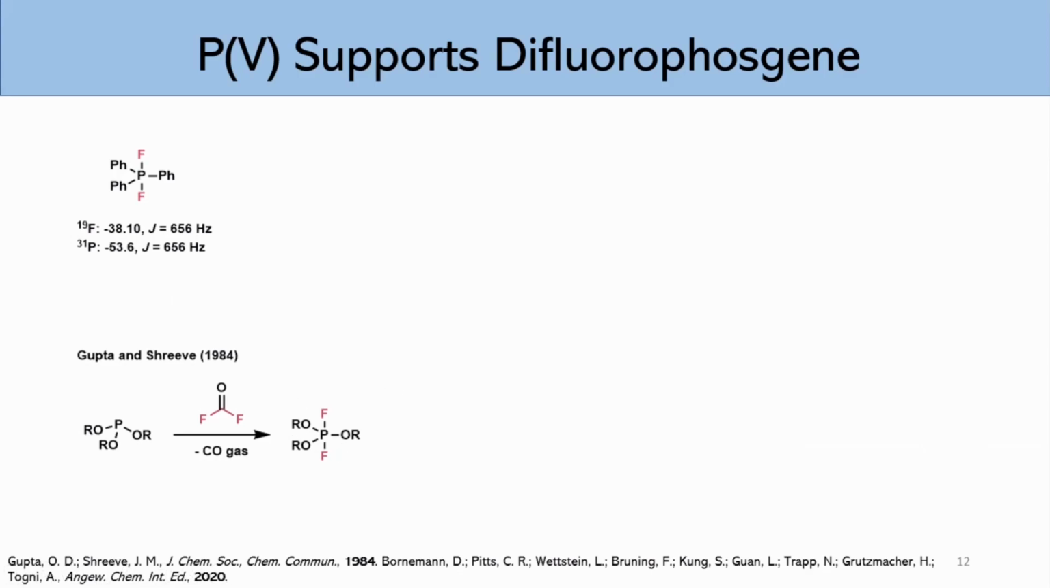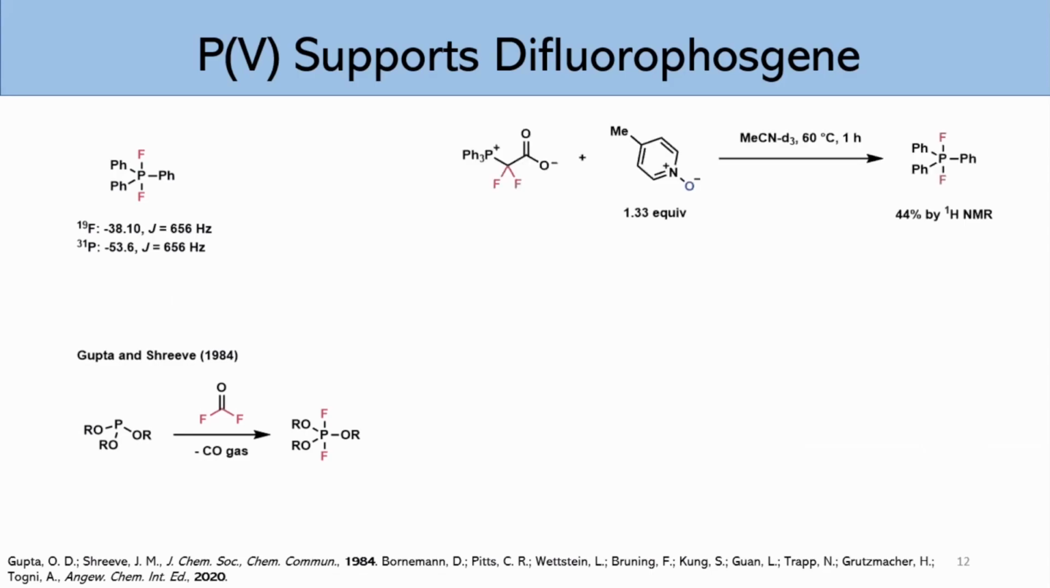You can imagine an elimination of an alkyl group and a fluoride group here to get you to compounds that look a lot like the chemical weapon sarin.